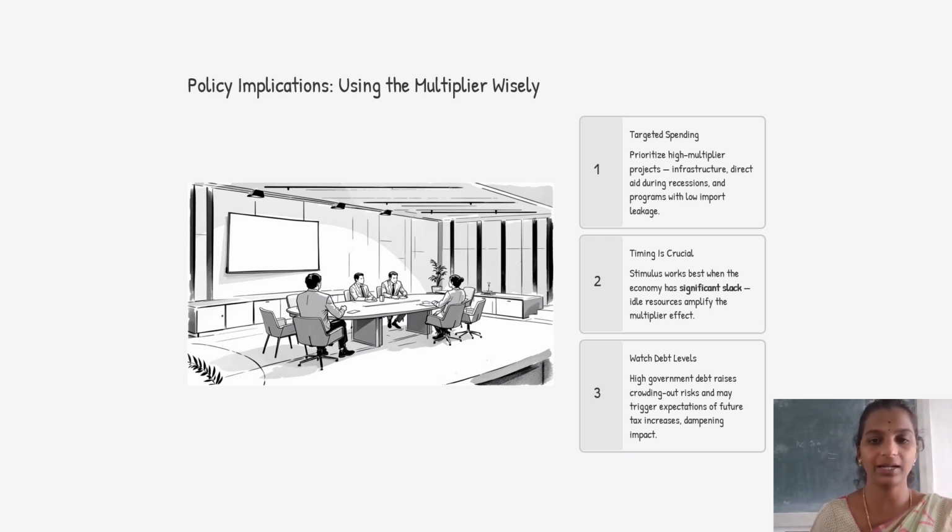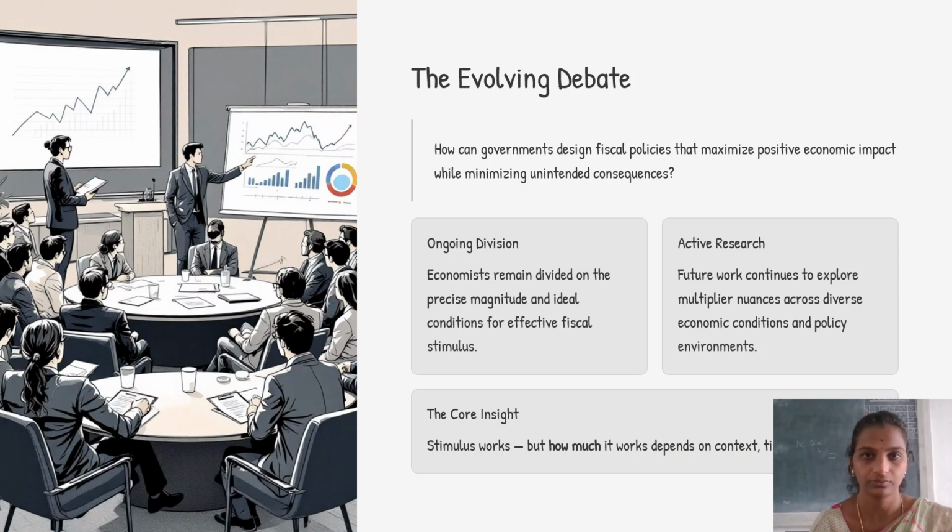The third is to watch the debt levels. High government debt raises crowding out risks and may trigger expectations of future tax increases. If there is high debt, obviously taxes will increase, and that is a burden for the people. So the evolving debate is how governments design fiscal policies that maximize positive economic impact while minimizing unintended consequences.